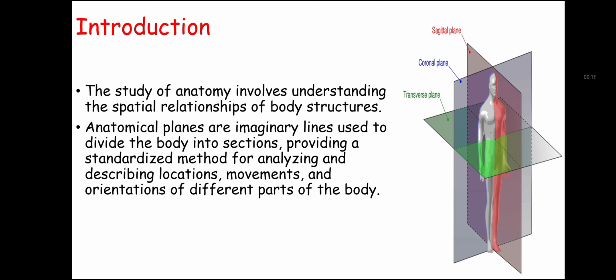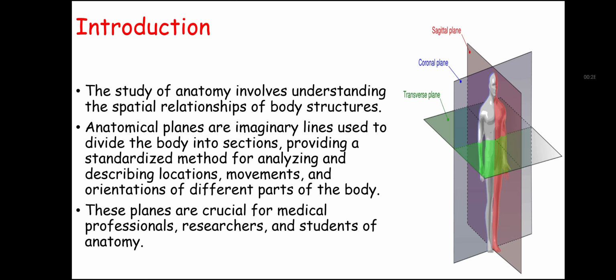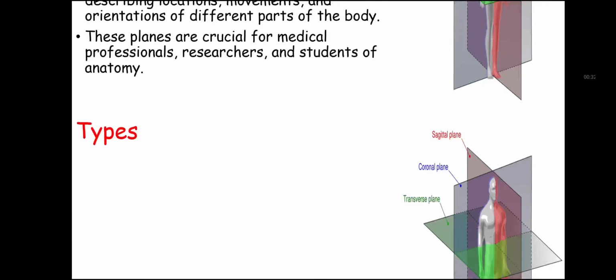Anatomical planes are imaginary lines used to divide the body into sections, providing a standardized method for analyzing and describing locations, movements, and orientation of different parts of the body. These planes are crucial for medical professionals, researchers, and students of anatomy.